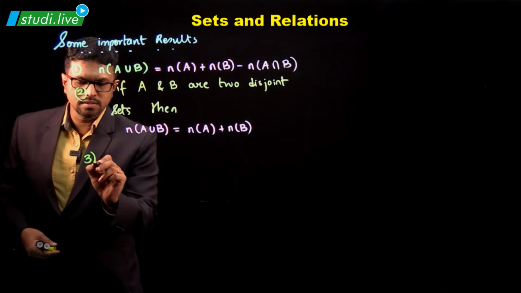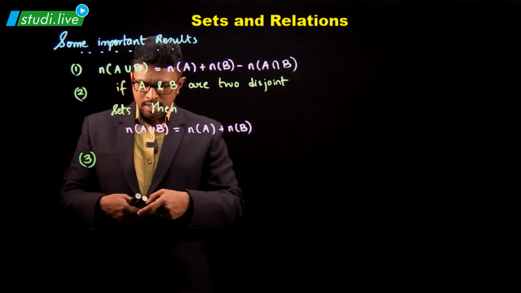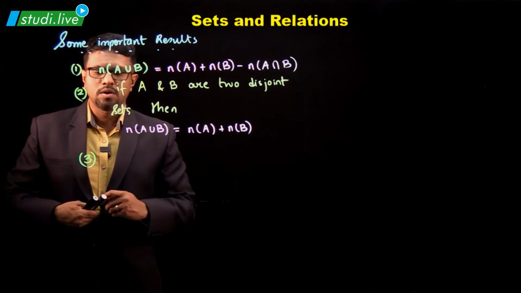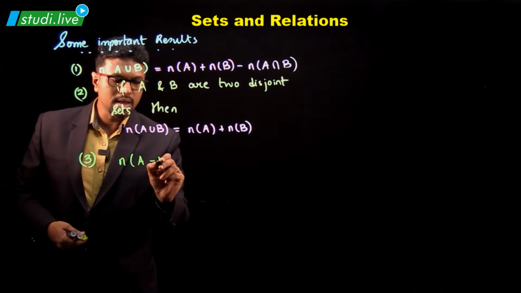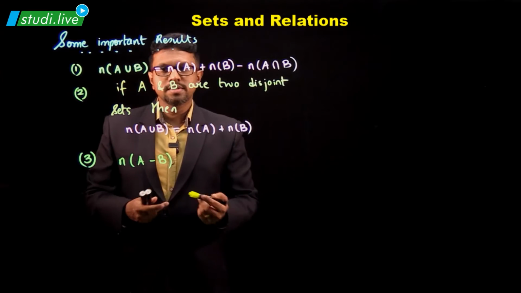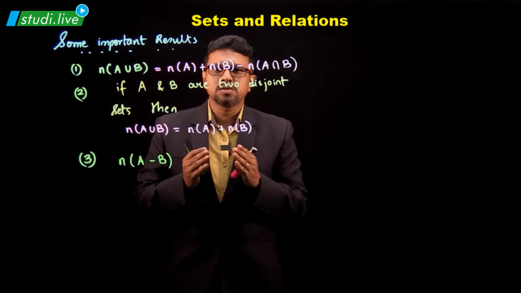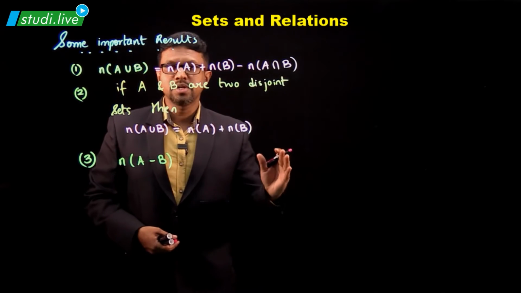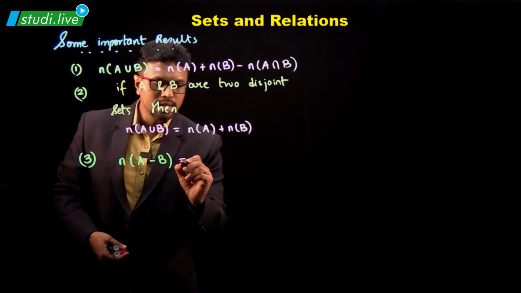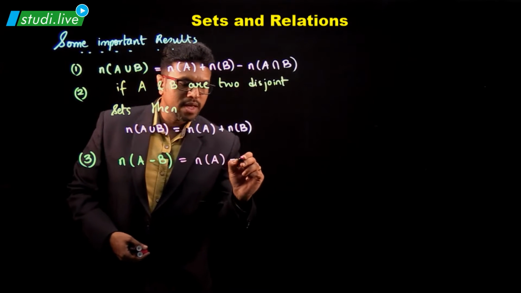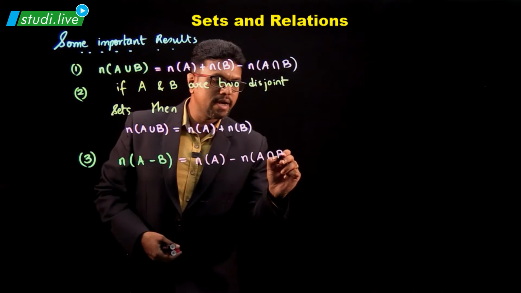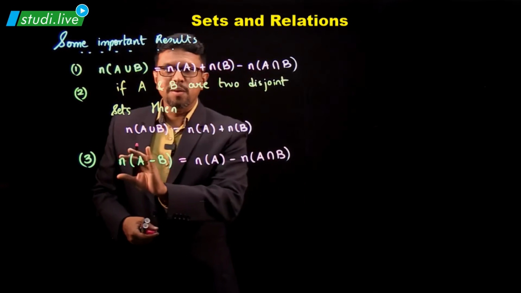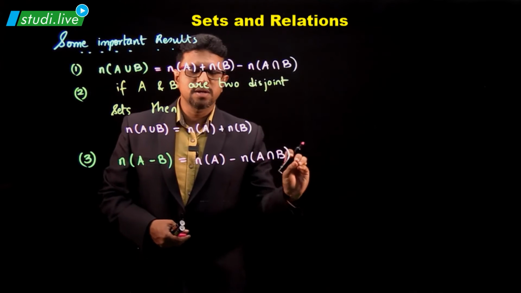Now let us go to the next formula, that is n of A minus B. What is n of A minus B? It is obviously the difference between the two sets. So we are removing the elements of set B from A. That is nothing but n of A minus n of A intersection B. The common elements of both are removed.